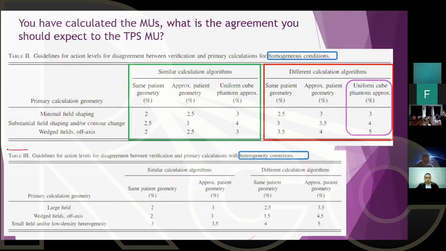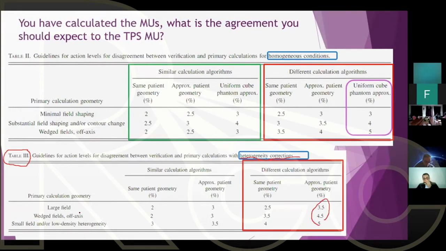Take Table 3 and translate it to Arabic. It's actually good. Table 3 tells you that if I'm using heterogeneity calculation in the planning system, you have heterogeneity calculation turned on. So now look at this. Now you should expect more disagreement, as we said, that we're using different calculation algorithms.